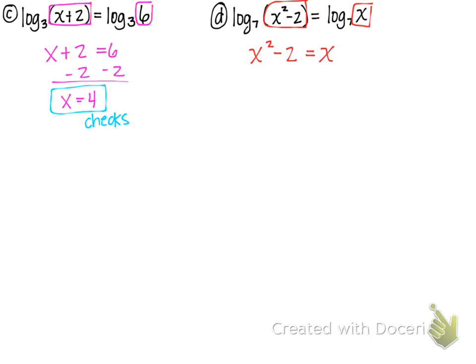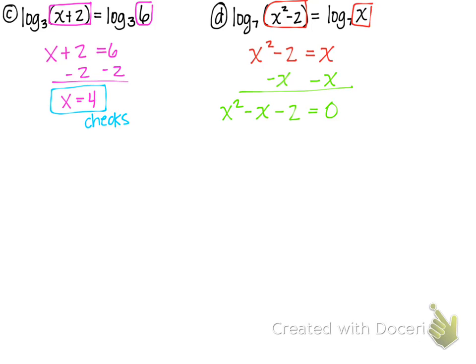Now what we have here is a quadratic. So we've got to pull back some of our algebra skills, and we're going to have to solve this quadratic. We're going to have to factor it. What we need to do before we factor is get everything to one side and set it equal to 0. So I'm going to subtract x from both sides. And what we have on the left-hand side is x squared minus x minus 2 is equal to 0, since we took everything away from the right-hand side.